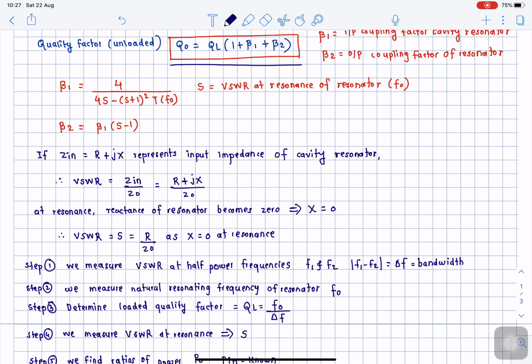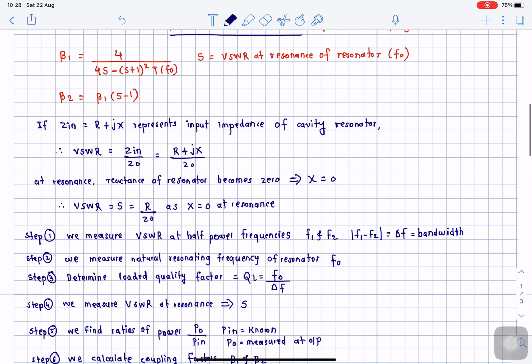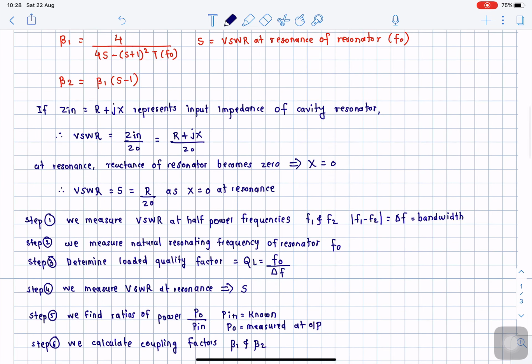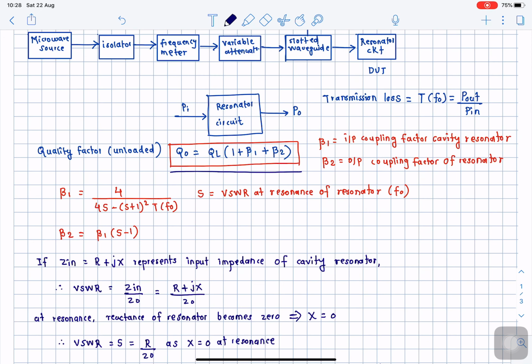And the next task is to calculate the loaded quality factor. In order to measure the loaded quality factor, first of all, we need to find out the half power frequencies of the resonator response. By knowing the half power frequencies of the resonator, we can calculate the bandwidth. So the bandwidth is known, the resonating frequency is known, we can calculate the quality factor in the loaded case. All these values are known. Quality factor, the coupling factors, you can put all these values in order to calculate the unloaded quality factor.